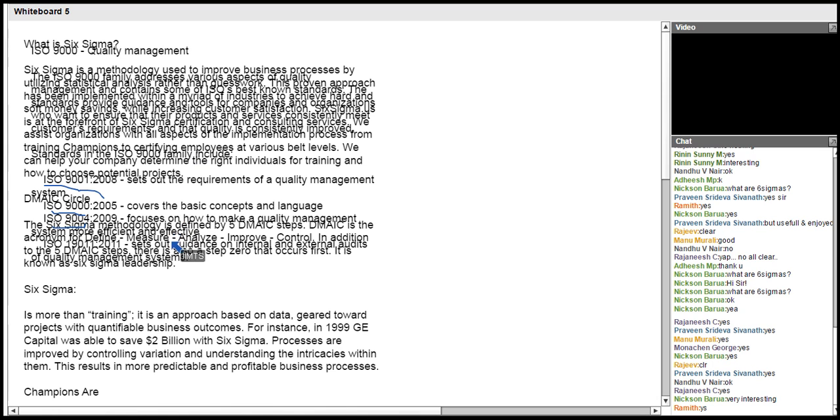ISO 19011 sets out guidance on internal and external audits of quality management systems. So it is basically a certification. If any company is certified with any of the ISO certifications, that means they are following the standards and guidelines as set by the ISO.